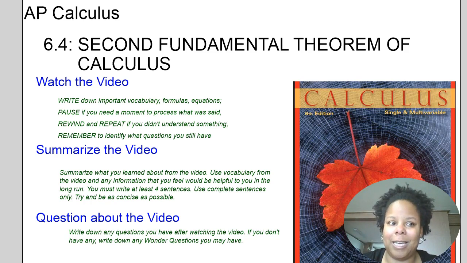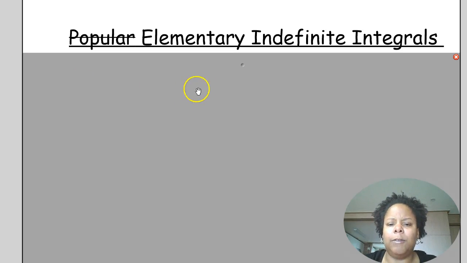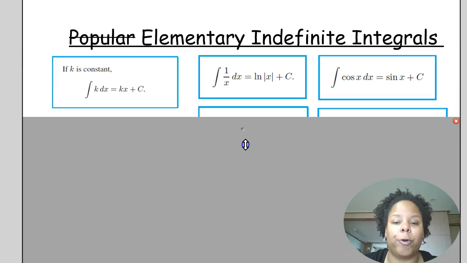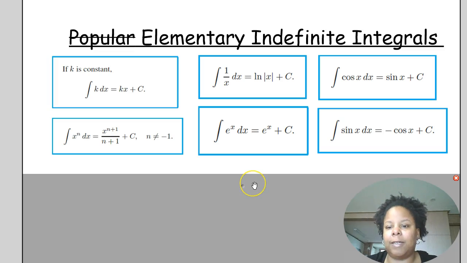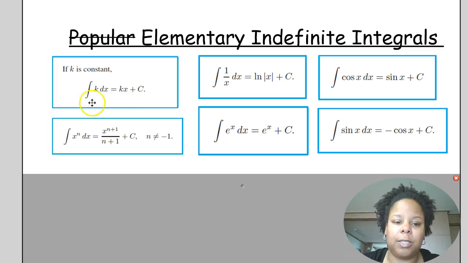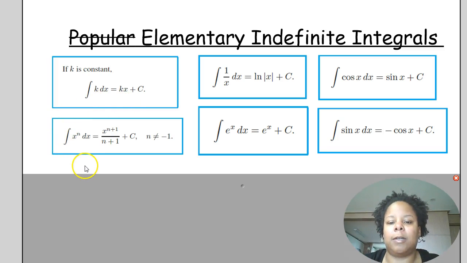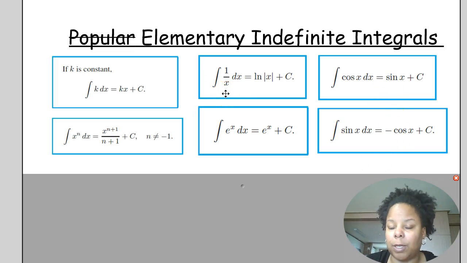All right, let's begin. In the previous video, we talked about the first fundamental theorem of calculus, and in this video, we're going to talk about the second fundamental theorem of calculus. If you remember, in the most recent video, we talked about some popular indefinite integral forms. We're going to call those forms, instead of popular, elementary indefinite integrals, i.e. basic integral forms: the integral of the constant function, the power function, the exponential function, the cosine and sine functions, and the basic reciprocal function.